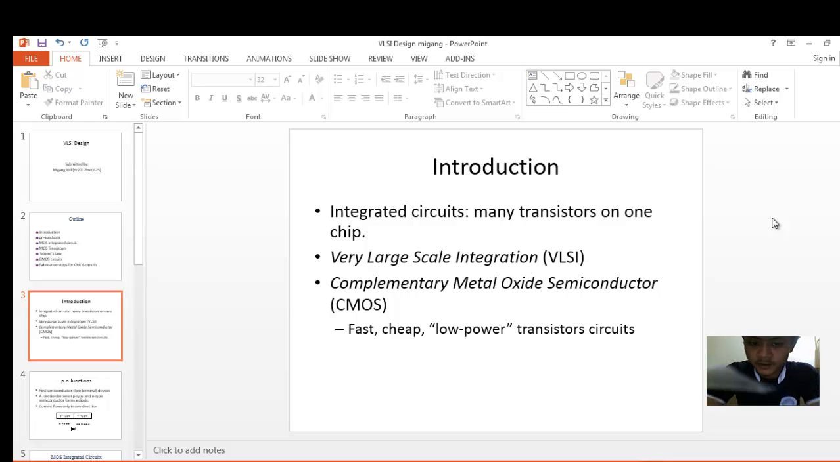Integrated circuits are nothing but many transistors on one chip. VLSI stands for Very Large Scale Integration. CMOS stands for Complementary Metal Oxide Semiconductor. CMOS are fast, cheap, low power transistor circuits.